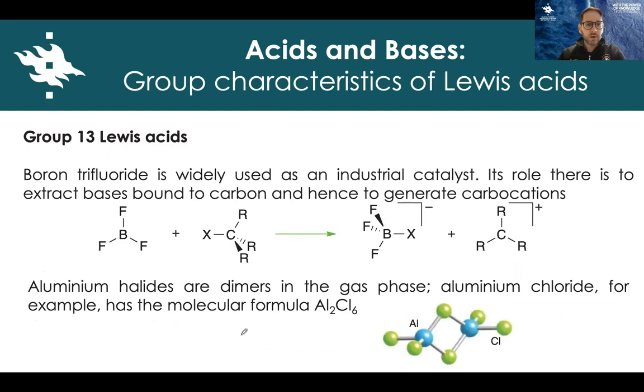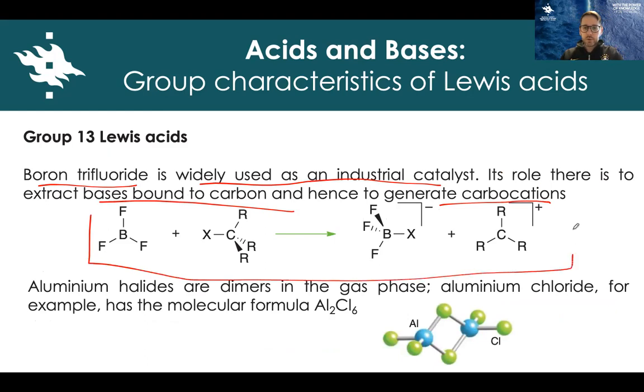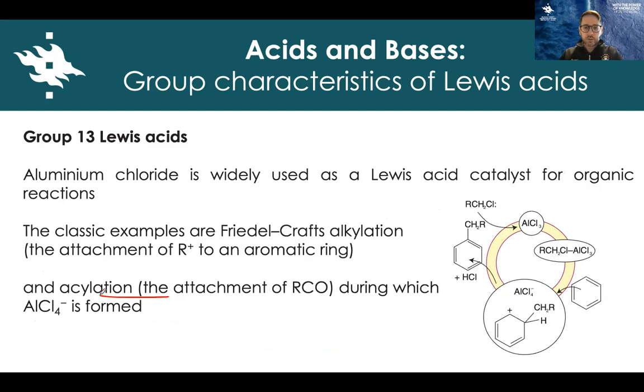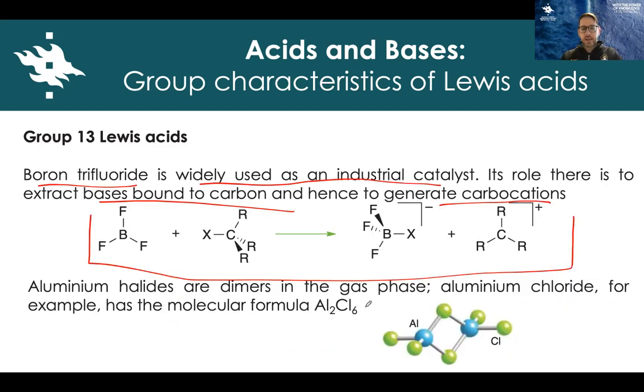So in terms of applications, this boron trifluoride is widely used as an industrial catalyst to extract bases bound to a carbon and to generate carbocations, as represented here by this chemical equation. Aluminum halides occur as dimers in the gas phase. Aluminum chloride, for example, has this molecular formula.